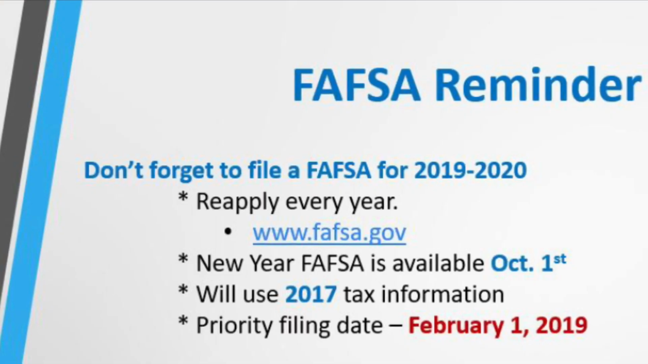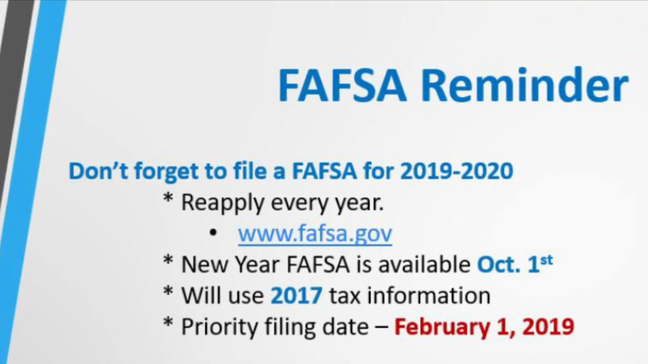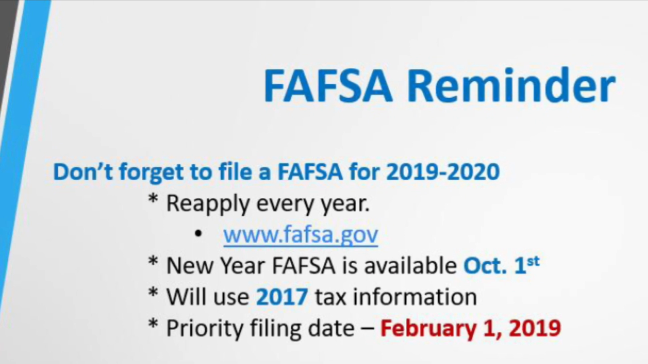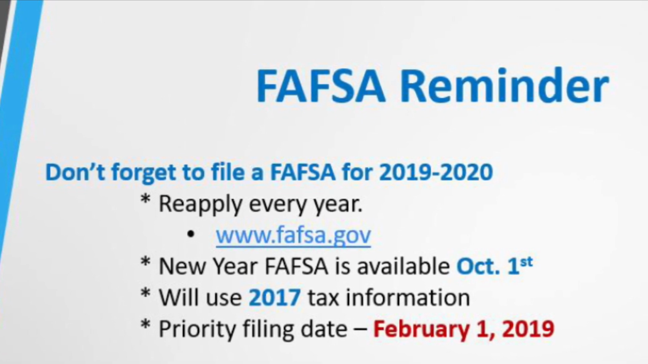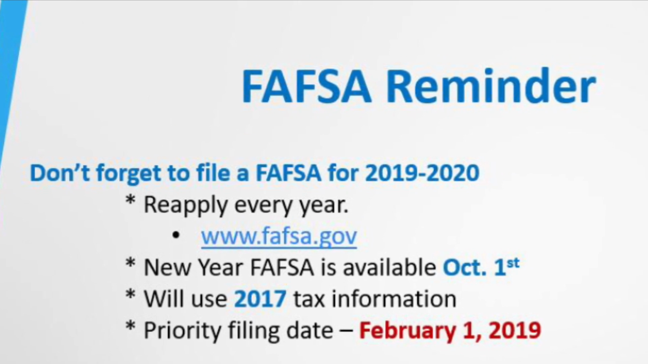So now I'm going to talk about your FAFSA, and it's time to do your FAFSA again. You should have aid in place now for autumn semester and the upcoming spring semester. But on October 1st, the 2019-20 FAFSA became available, and you want to do that one. That will continue your aid next summer or next fall if you're taking summer semester off. So again, it became available on October 1st. You want to make sure that you submit your FAFSA by February 1st of 2019. That's the priority filing date.